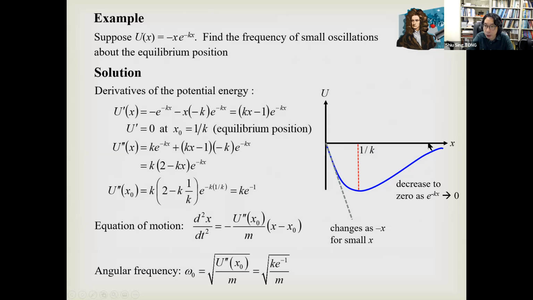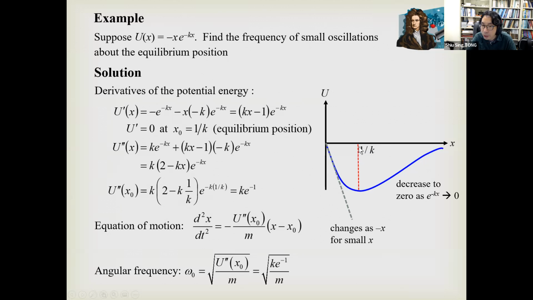We sketch u against x, and when x is small, the exponential term can be neglected because when x is 0, the e to the minus kx is almost 1. So it goes downwards as a straight line with minus x. But eventually, the exponential term will dominate. And the exponential term has a minus kx, so it dies down exponentially. It dominates over the x, and eventually it goes to 0.